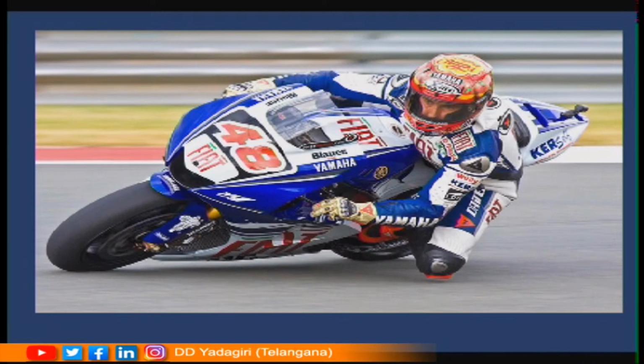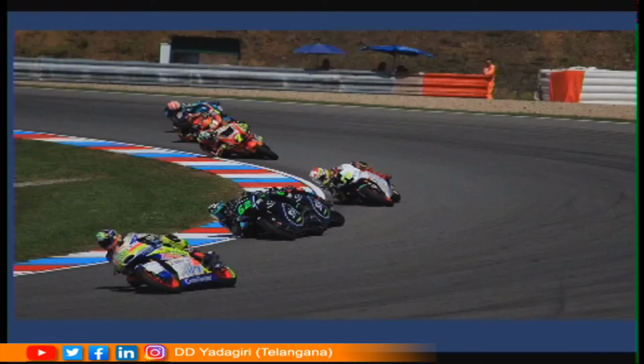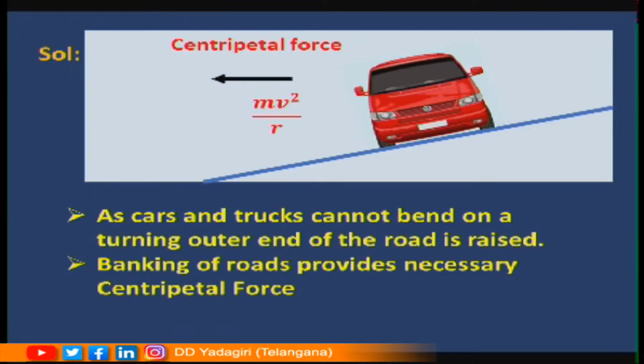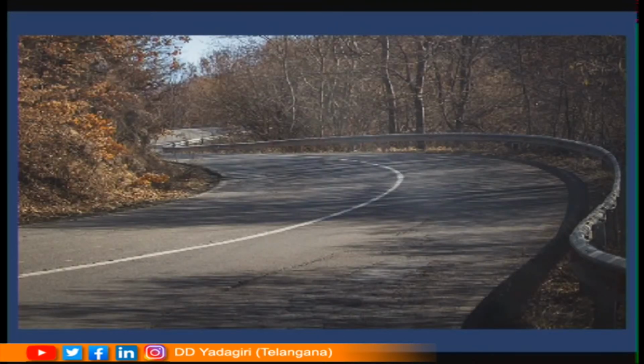Here we can see a person who is participating in a race along a curve. To negotiate the curve, the person bends the two-wheeler and surprisingly he does not fall, because centripetal force is provided by the gravitational force. Here is another photograph where the people are racing so that the vehicles take a turn easily. Here is the photograph of a road which is banked, the outer edge is raised.